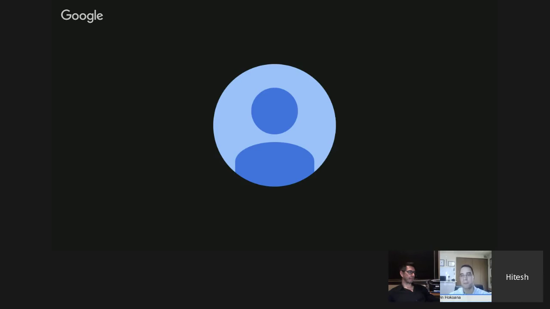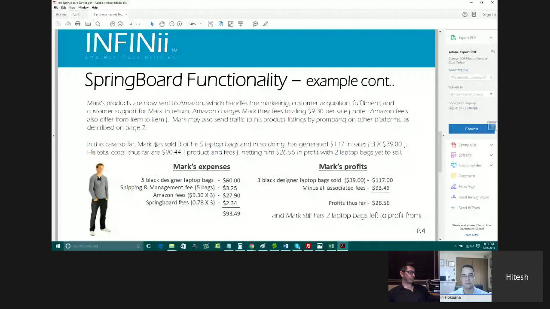Okay, so now you have Mark's products that are now sent to Amazon. Amazon handles all of the stuff that they handle, and Amazon is going to charge their own fee to Mark. So they're going to charge Mark, in this case, $9.30 per sale. Okay, this has nothing to do with us. It's Amazon's own fee. In this case, we're going to assume that Mark only sold 3 out of the 5 bags.